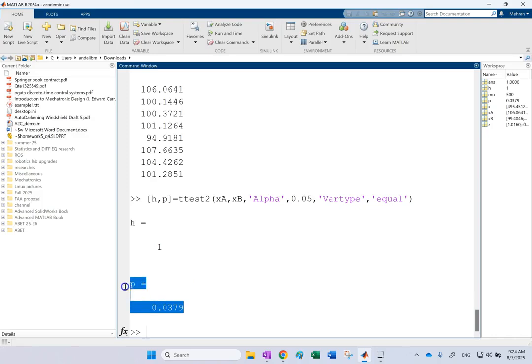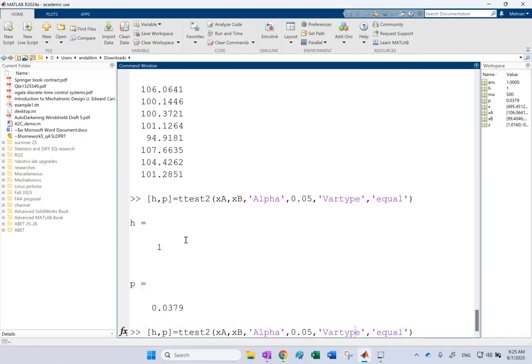But my P is actually not really strong. It's about 0.037 or 38. So it's getting close to 0.05. So it's moderate evidence against it. But still, since it's less than 0.05, I should reject it.